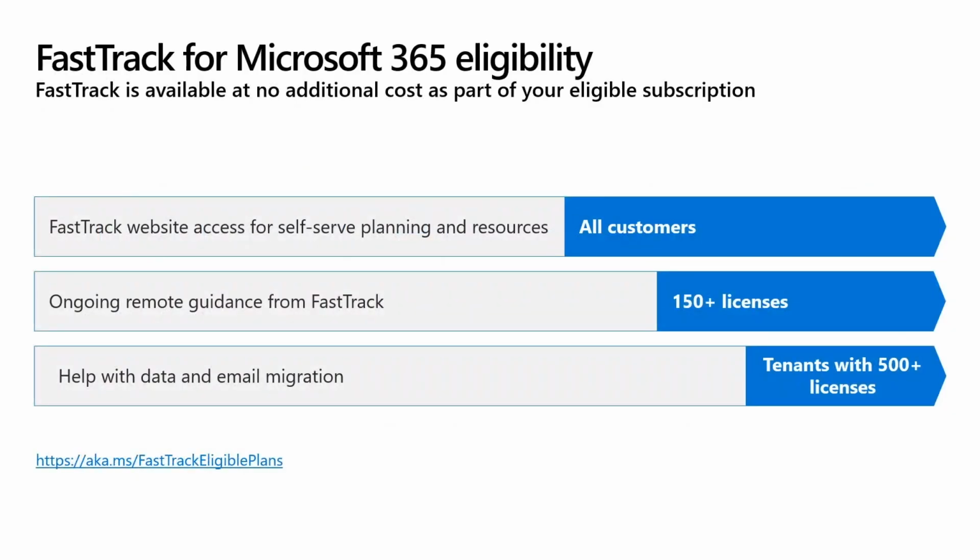All customers can log into the FastTrack website to access planning, resources, and training assets. Many resources do not require you to log in at all. Customers with 150 licenses have access to FastTrack specialists to support their Microsoft 365 cloud deployment and adoption. For those customers with 500 plus licenses, FastTrack will perform your data and email migrations for you, freeing up time to allow you to deploy more products at one time.